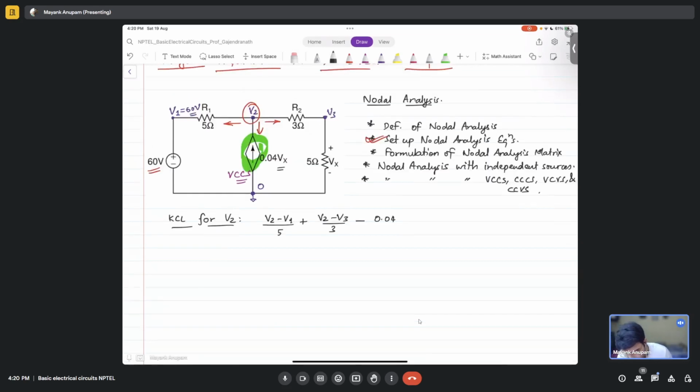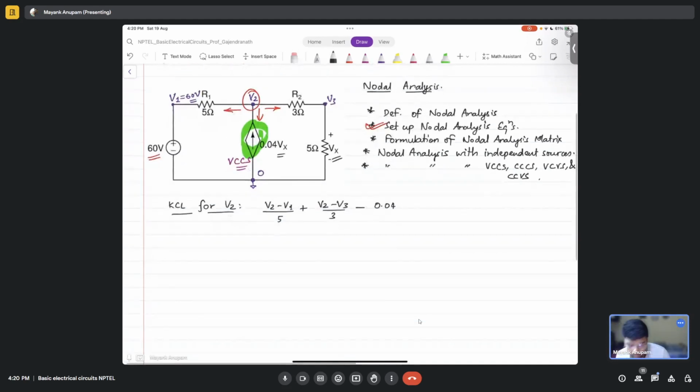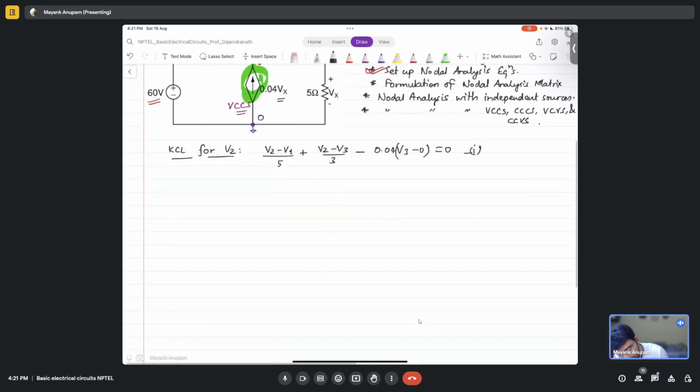And what is Vx? Vx is V3 minus this node, and this node is 0 volts, so it is simply V3. Let me write 0. So this is our equation number 1.